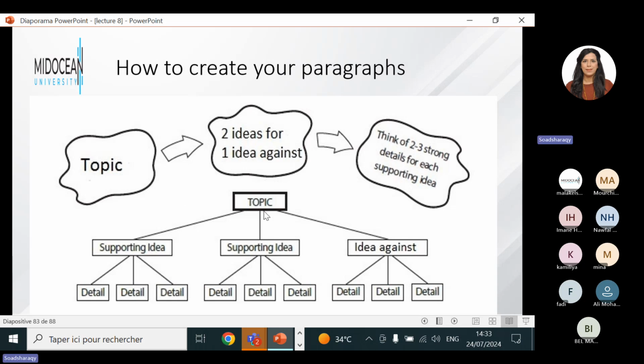Here is the topic, okay? For example, you're going to talk about the effects, or the advantages and disadvantages, of social media. So the topic here, you have the supporting idea, example, detail. Supporting idea number 2, you give 3 details, and the idea against, or the counter argument, and you give 2 or 3 strong details for each supporting idea.